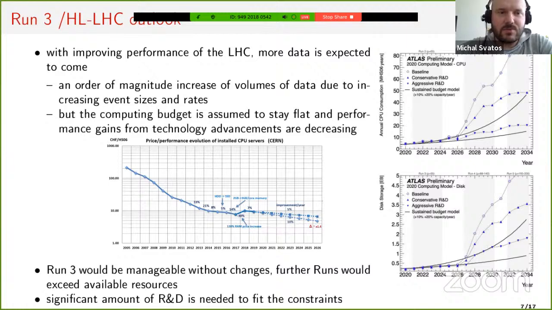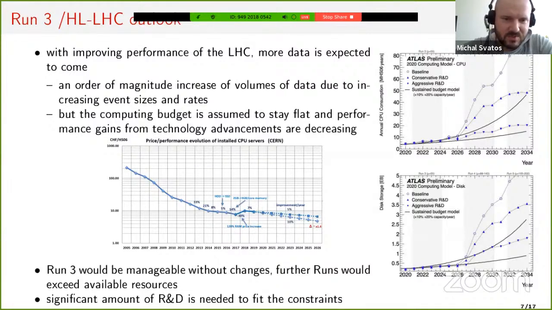For the Run 3 and especially the High-Lumi LHC outlook, as everyone knows, I guess, the performance of the LHC is supposed to improve a lot, so we expect to have about an order of magnitude more data, which needs to be stored, processed, analyzed, etc. So the problem is that the computing budget is assumed to stay flat, and the additional resources we got from technology advancements, this is decreasing.